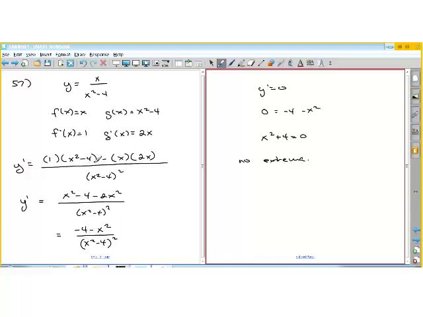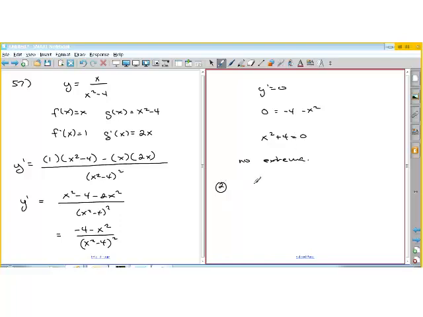Just something still bothers me. Yeah, I don't see anything wrong. I'm just going to check the answer book just to make sure. So this is 57, Section 3.5. Okay. Yep, so there are no extrema. So we'll find that out when we plot it. So that is correct. The next thing we want to do is find the intercepts.